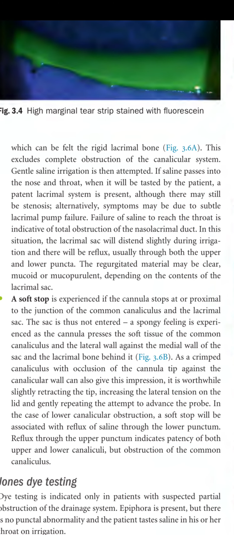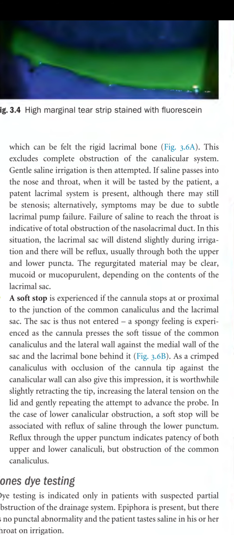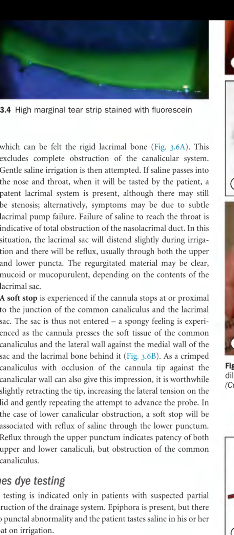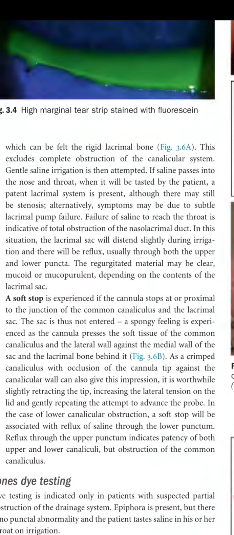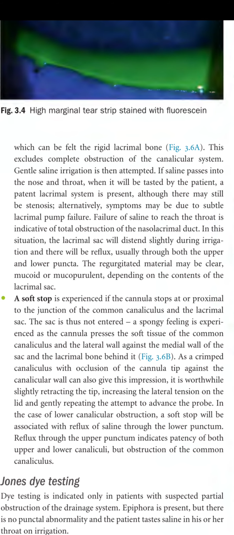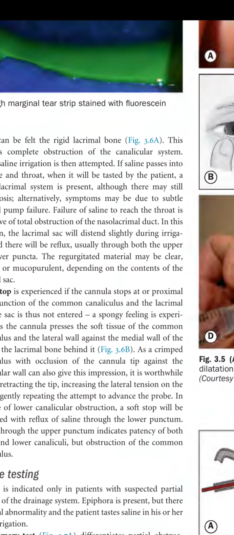Gentle saline irrigation is then attempted. If saline passes into the nose and throat where it will be tasted by the patient, a patent lacrimal system is present, although there may still be stenosis. Alternatively, symptoms may be due to subtle lacrimal pump failure. Failure of the saline to reach the throat is indicative of a total obstruction of the nasolacrimal duct. In this situation, the lacrimal sac will be distended slightly during irrigation, and there will be reflux, usually through both upper and lower punctum. The regurgitated material may be clear, mucoid, or mucopurulent depending on the content of the lacrimal sac.